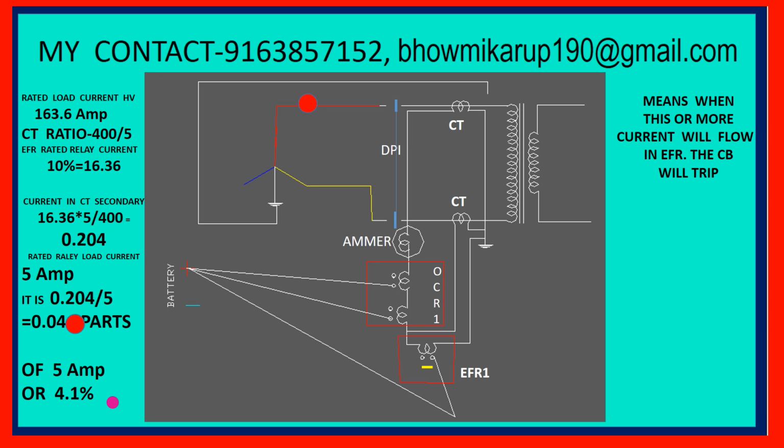Our incoming supply is 3-phase type. From there we are taking only 2 phases. Here I have shown red phase and yellow phase. It is going to the primary coil of the power transformer. Here it is 132 kV, and the CT secondary is connected with the ammeter, overcurrent relay, IDMT and instantaneous, and earthfault relay.